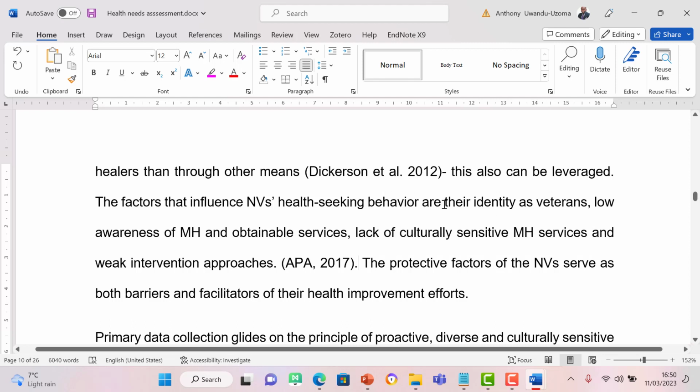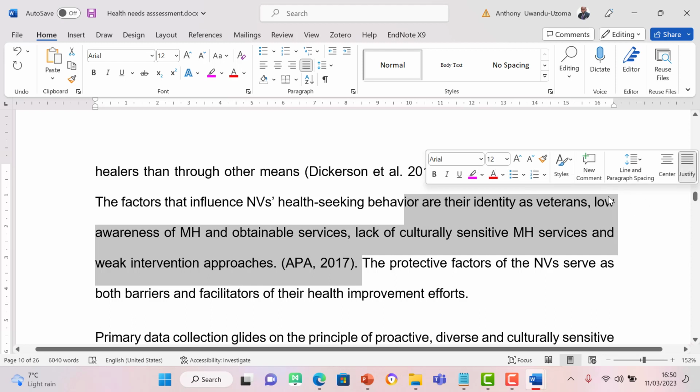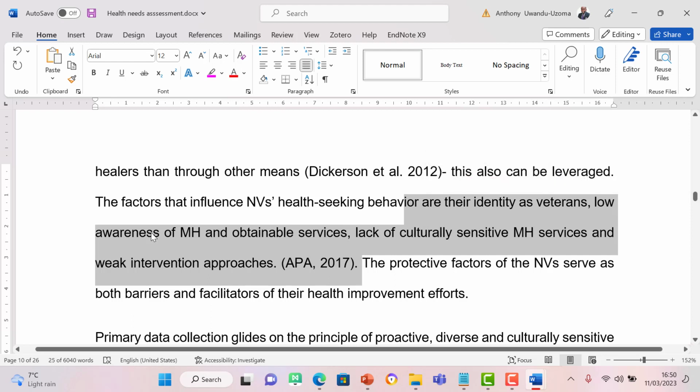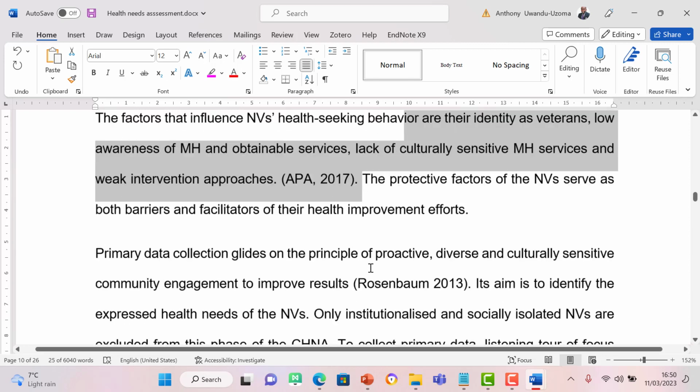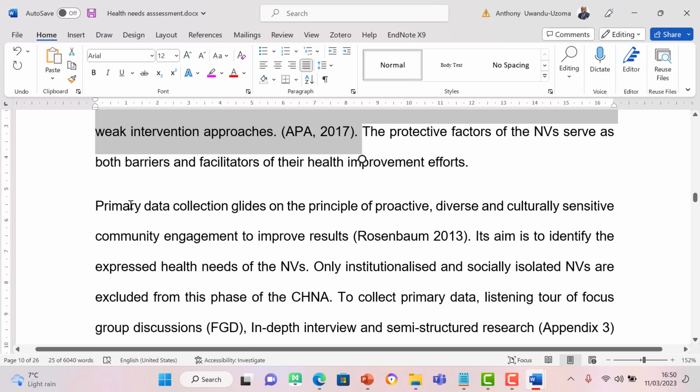So you will see that if you are building your intervention, then you can now focus on one of these. Awareness can be, how will you improve awareness through health education? Now, because the author is using both qualitative and quantitative approaches, that's why there's a paragraph here.